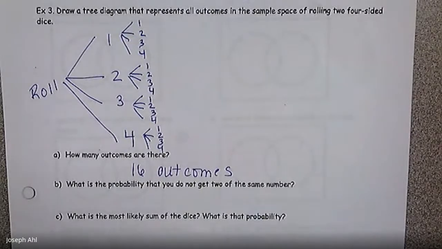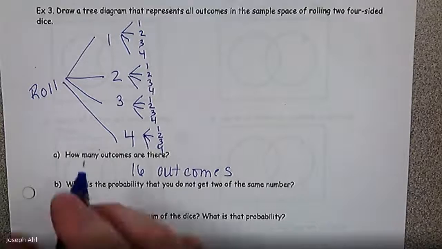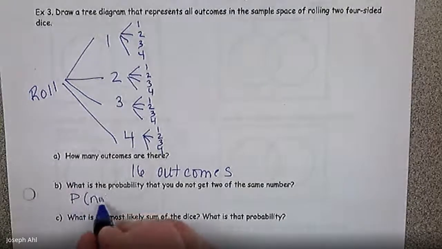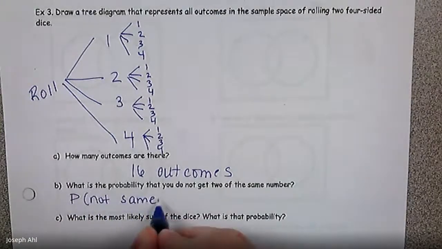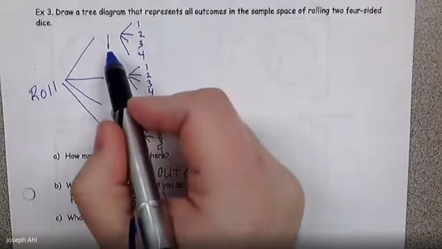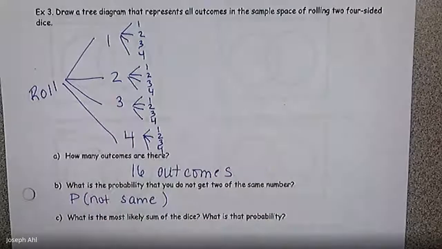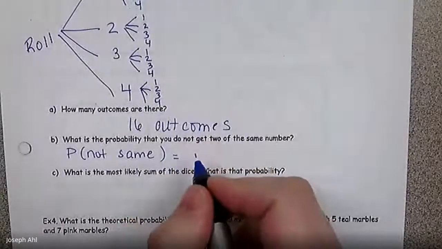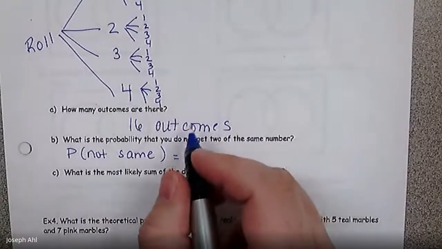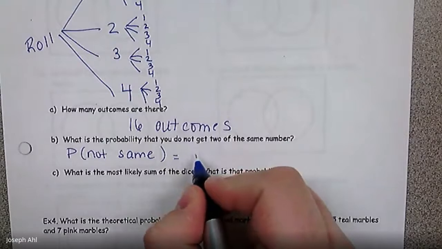And part B, what is the probability that you do not get the same number? So probability of not getting the same number twice. Well, that's going to be excluding 1, 1, 2, 2, 3, 3, and then 4, 4. And there's a few different ways you can write that final answer. You can say, well, that's just going to be 12 out of 16, okay?